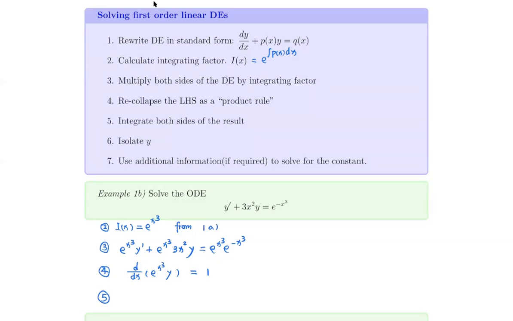Now we just need to integrate both sides of the result. So that's going to give you e to the x cubed y. Integrate 1, that's going to give you x plus a constant. Okay, so that's your step 5. Step 6, you isolate for y, so you divide each term by e to the x cubed. That's going to give you y equals x times e to the negative x cubed plus c times e to the negative x cubed. All right, and that's your final solution because we don't have an initial value.